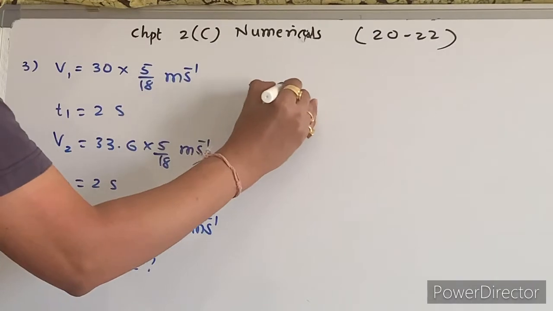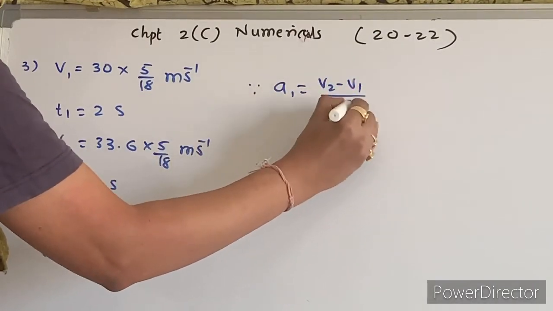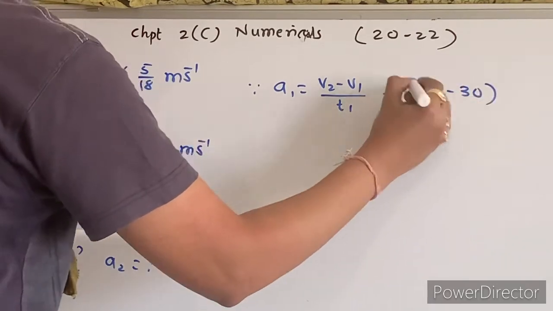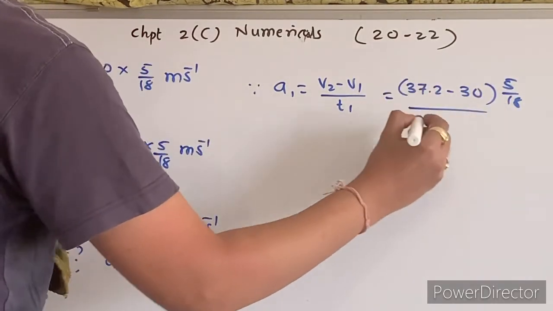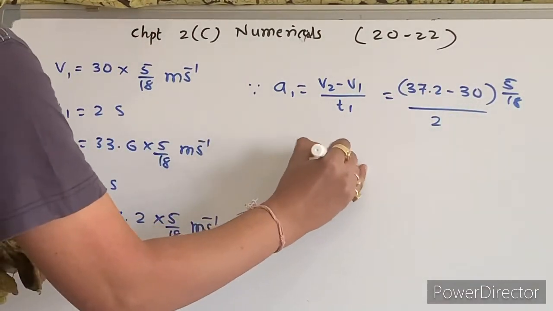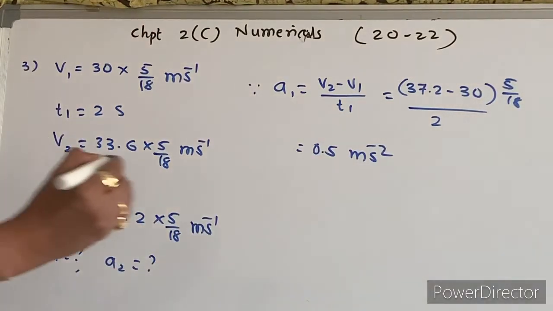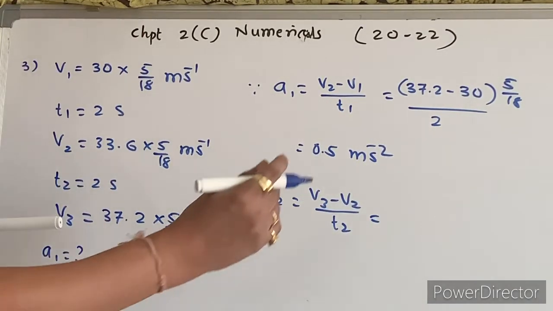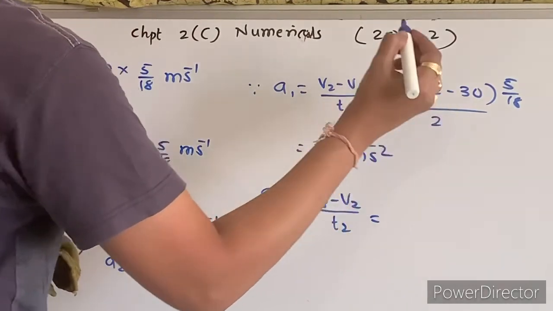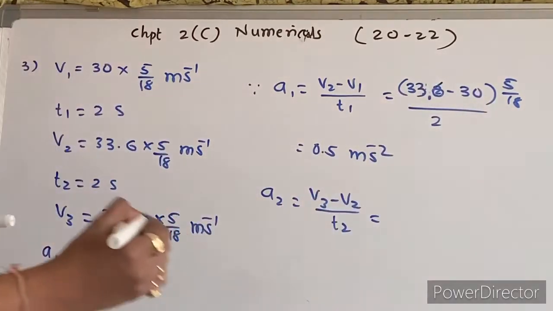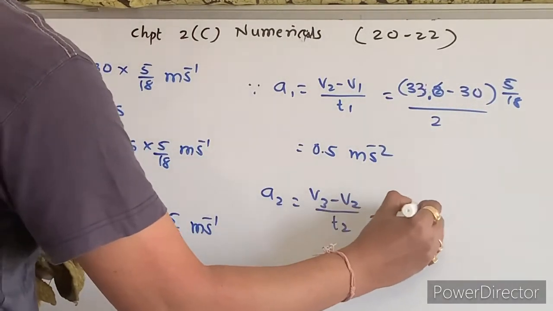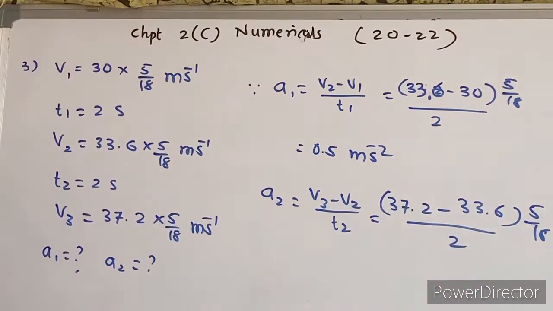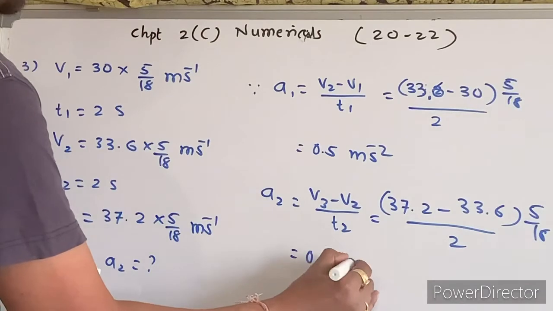I can write here, A1 is V2 minus V1 upon T1. We substitute the values: 33.6 minus 30, common 5 by 18, upon 2. If you solve this, it comes up to be 0.5 meter per second square. Similarly, you can go with A2, V3 minus V2 upon T2, which is 37.2 minus 33.6, 5 by 18, upon 2. If you solve this, again it comes up to be 0.5 meter per second square.